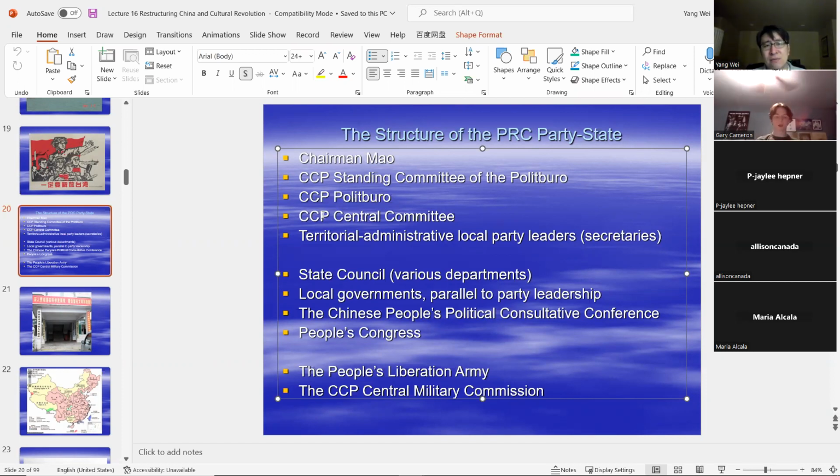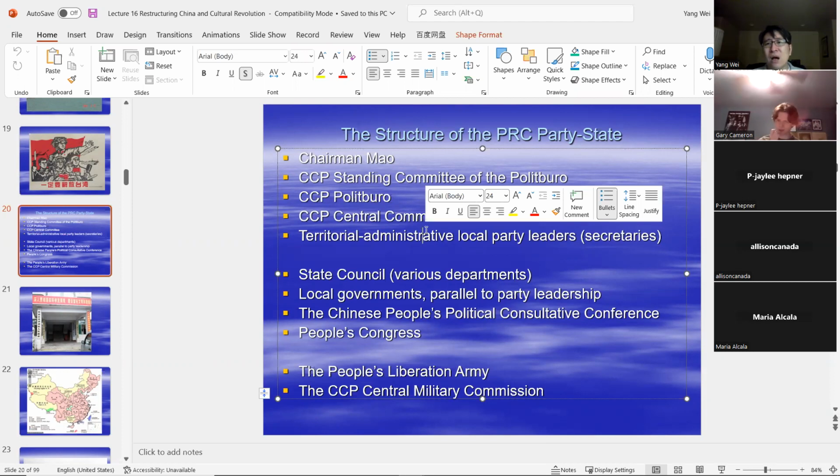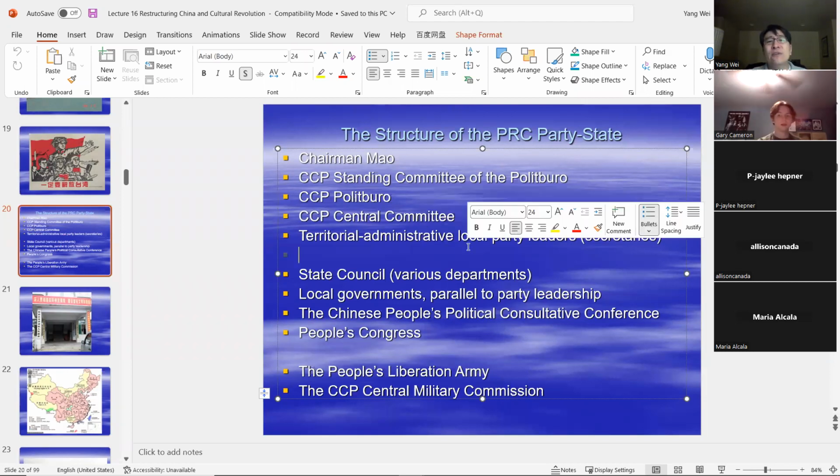And underneath the Politburo, you have the CCP Central Committee. The Central Committee has, I don't know, hundreds of party members. Nominally they're elected by the ordinary party members according to the party's constitution, but actually they're selected by their boss. Okay, so for each territorial unit, like Jiangsu province, Hunan province, Fujian province, each province has a provincial party boss. He's called the party secretary of that province.